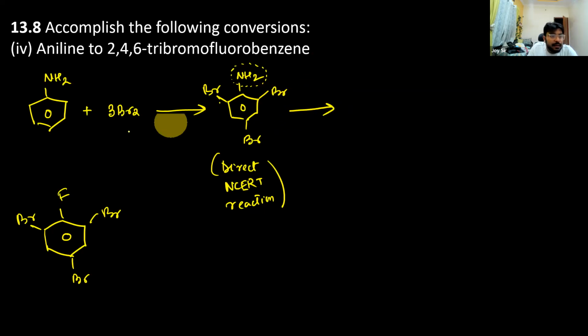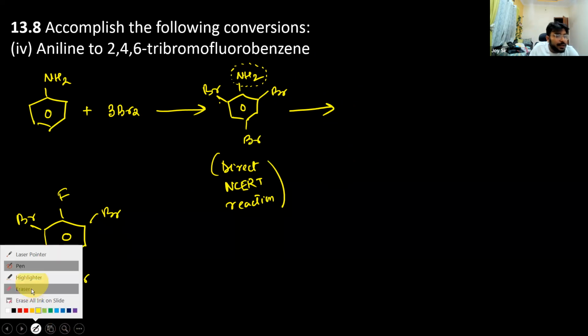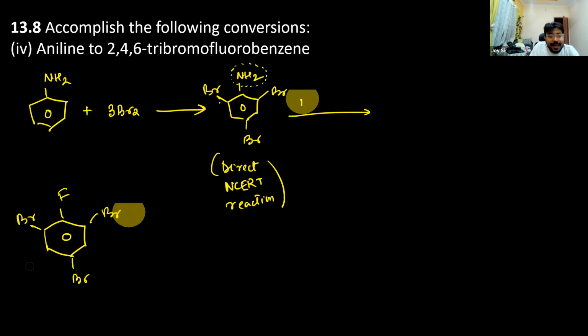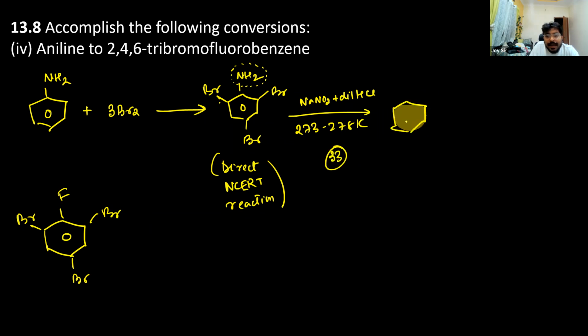I'll give it reaction number 33. What will happen? I'll give it NaNO2 plus dilute HCl at 273 to 278 Kelvin. This is the 33rd reaction. So it will be converted into the diazonium salt, N2+Cl-, with the bromines.